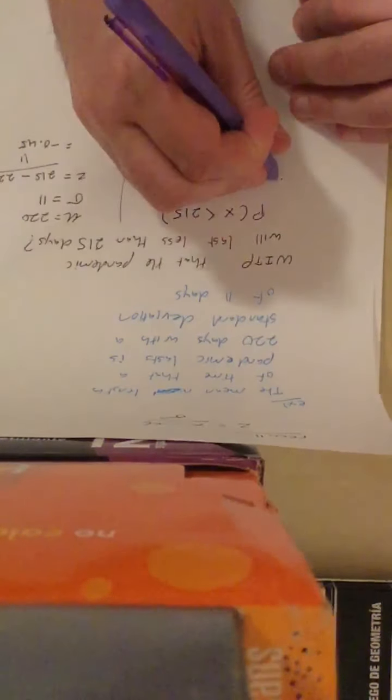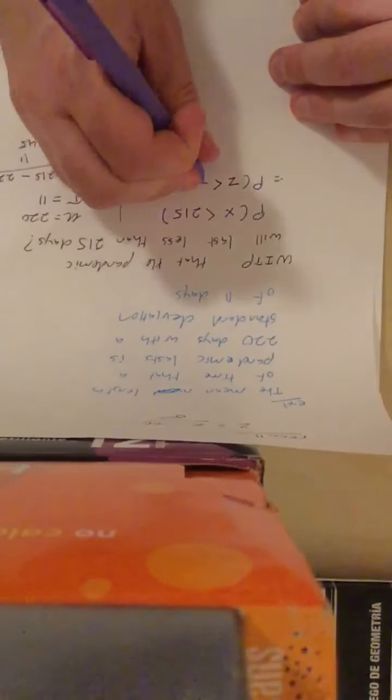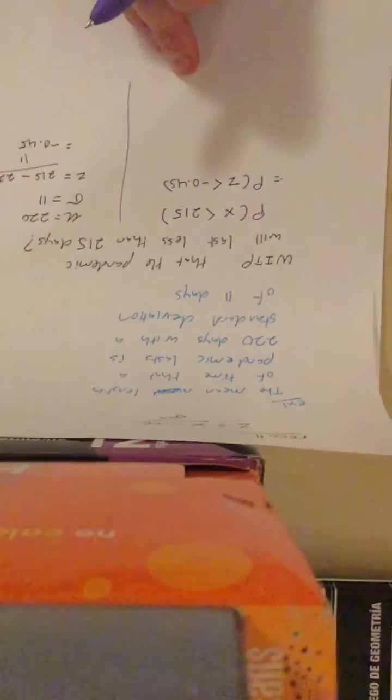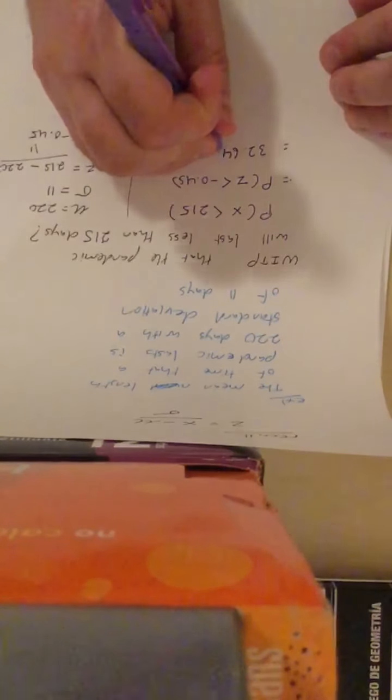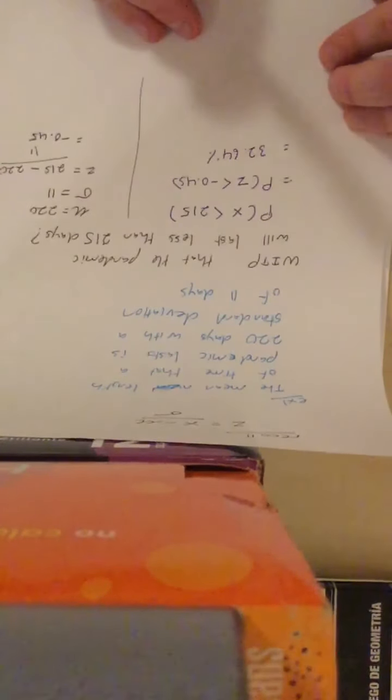So what we know now is that that's the probability that the z-score is less than negative 0.45. Take a look at the handy dandy chart. Onto the negative side, negative 0.45 looks like 32.64%. So the probability that it lasts less than 215 days is 32.64%.